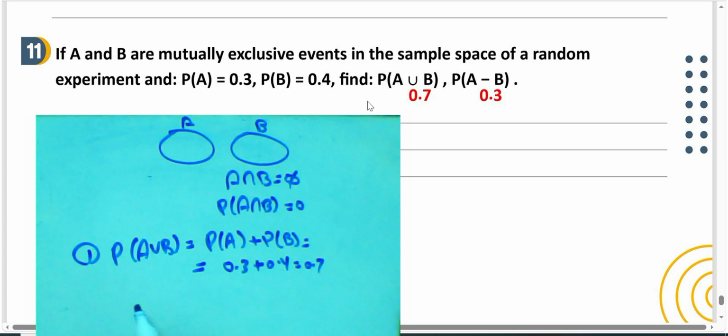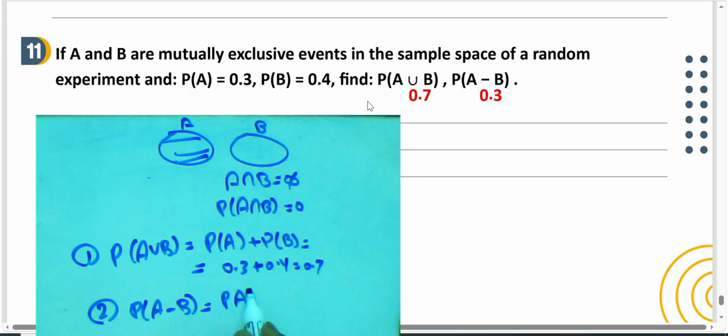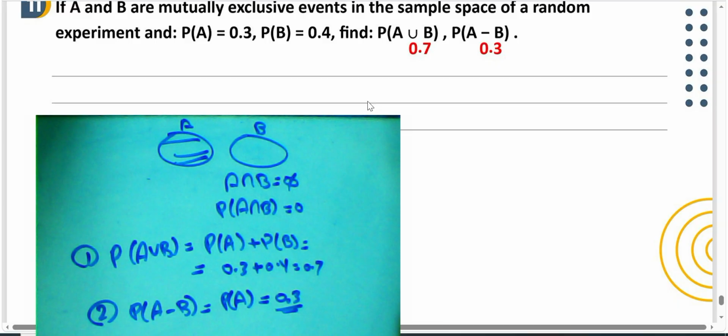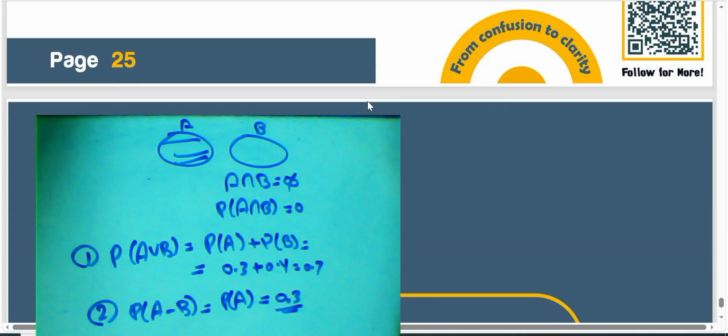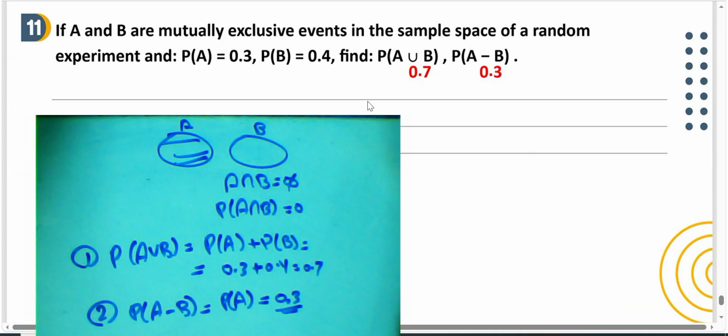And letter B, or question number 2, probability A difference B will be the same set because the intersection between them is the null set, and probability of A difference B equals probability A, the value of probability A equals 0.3. Okay, the result will be 0.3 in the second condition. Last question. Okay, easy questions. Okay, understood. Goodbye, my students.